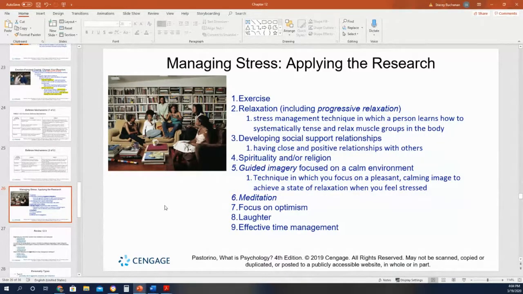Having a good social support relationship. So having someone you can be like, oh my gosh, let me tell you about the day I had. And they'll be like, ooh, tell me about the day you had. So having people you can go to and do that. Spirituality, religion, that's a good way to deal with stress as well. Guided imagery.